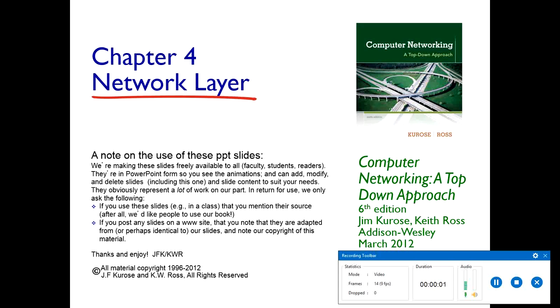Hello everyone. So this is week 7 and we are going to continue with the network layer, which is chapter 4, and in this lecture we are going to talk about routing algorithms. I'm going to talk about only one algorithm, which is Dijkstra's algorithm. So let's start with this.